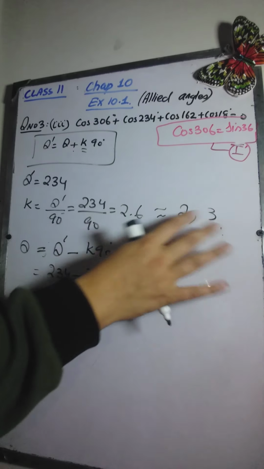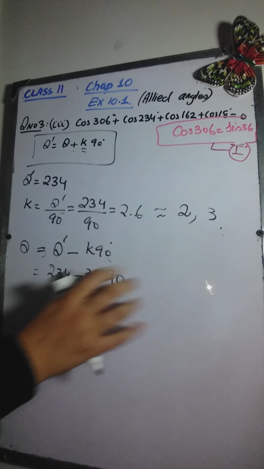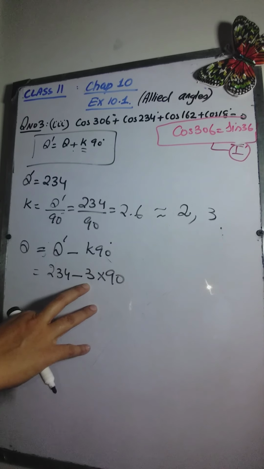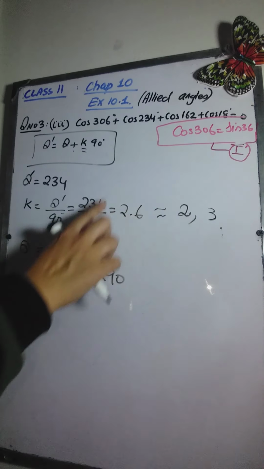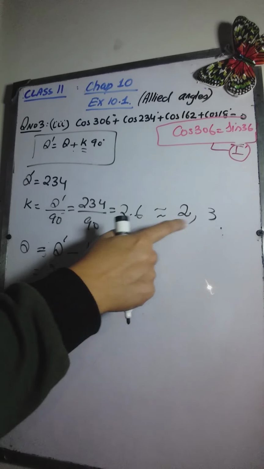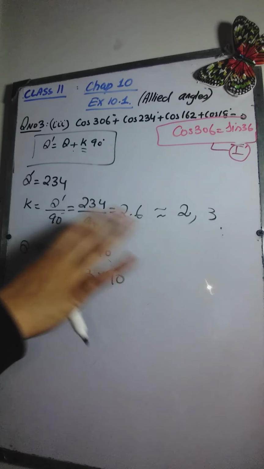In either case, if k is equal to 2 is helpful, you can put the value of k is equal to 2, and if k is equal to 3 is helpful, then take k is equal to 3. This is just an approximation. This will just give you an approximate value of k. Just try them out. Try both these values, whichever suits us, we will take that value.